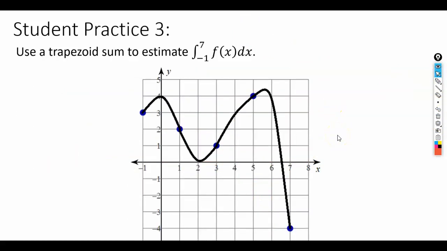So why don't you guys go ahead and give trapezoidal sums a shot here. Go ahead and draw your trapezoids, find the area of each trapezoid, and find your total area. When you're done, you can unpause the video and you'll see my solution. All right, so I had 1, 2, 3 trapezoids and 2 triangles, total area of 13.